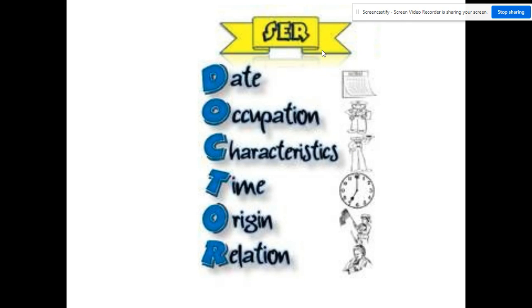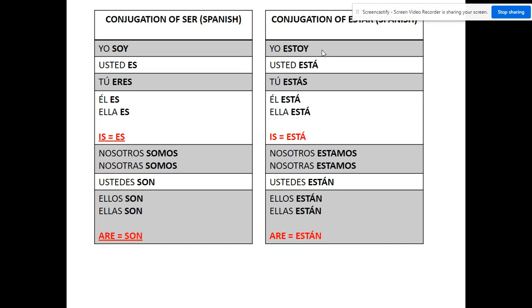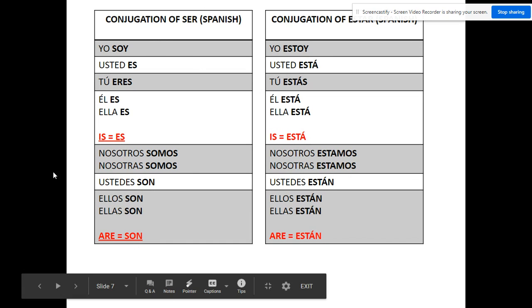If you're talking about a date, or the sentence is about you saying an occupation, like I am a teacher, or is describing something, saying the characteristics of something, or if you're telling the time, or if you're saying your origin, like I am from Greenville, or you're saying the relationship you have with someone, like she's my mom, or you're talking about your belongings, like that is my book, only if your sentences are talking about these reasons, then you're going to use ser. Okay?